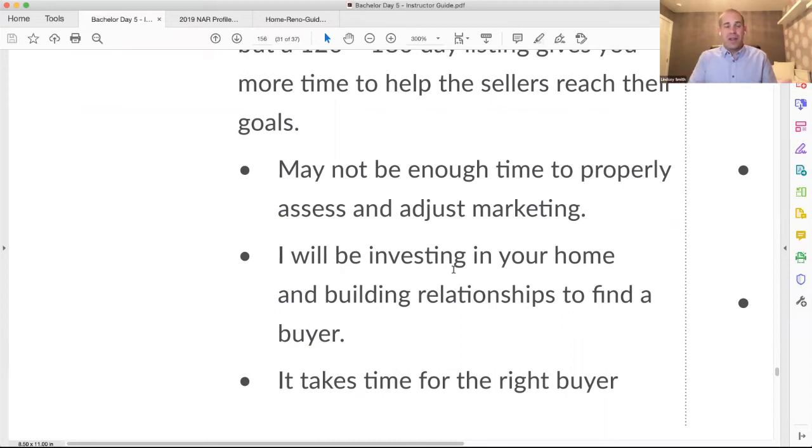So you can then show some of the average stats depending on the market conditions, and use that to say, this just frankly isn't enough time, and doesn't make sense for me to invest all this marketing if I know that we aren't going to be working on this over the long term. So I'll be investing in your home.